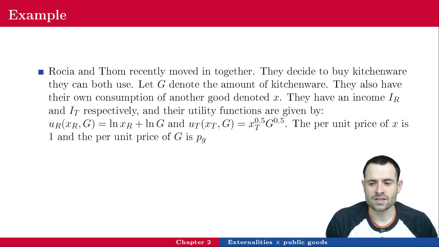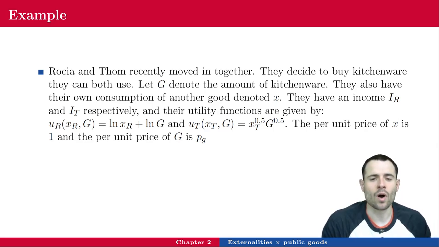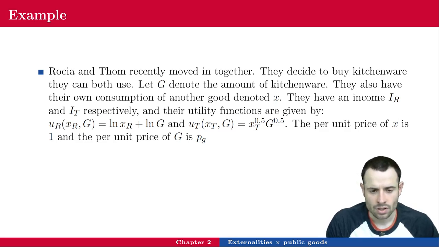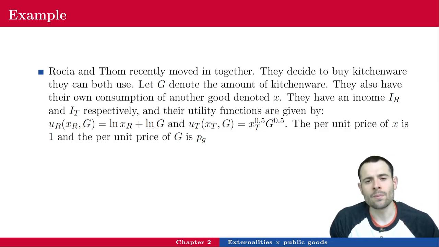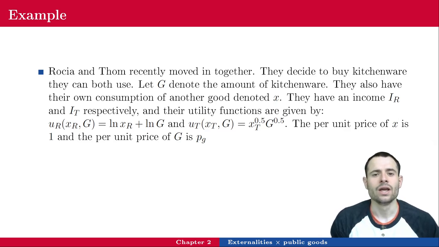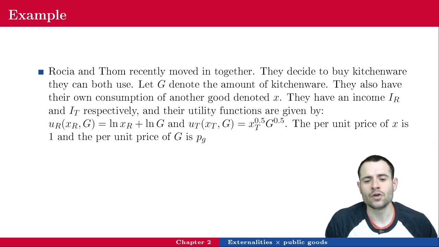Imagine that the per unit price of X, the private good, is 1. Whatever it is, it's 1. The price of the public good, the price of kitchenware, is PG. Each unit of kitchenware costs PG. Imagine you are at the dollar store. Every unit of kitchenware has the same price, $1.50.